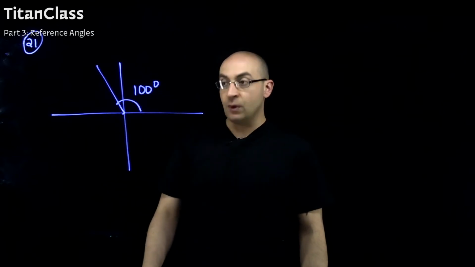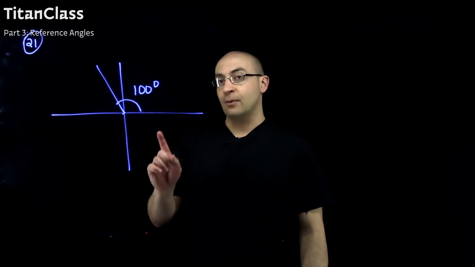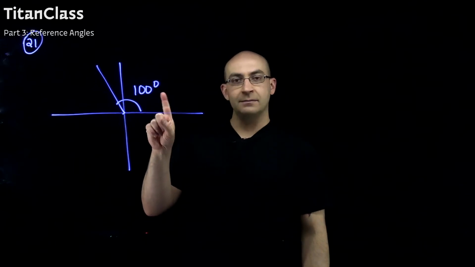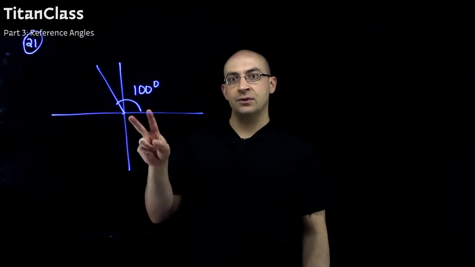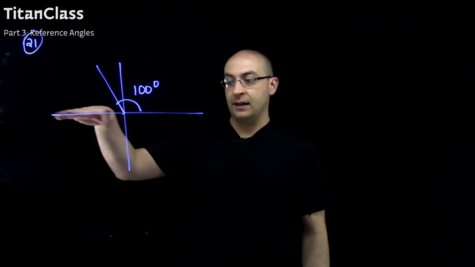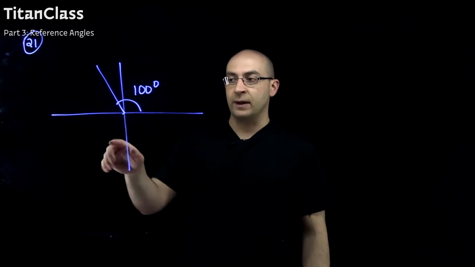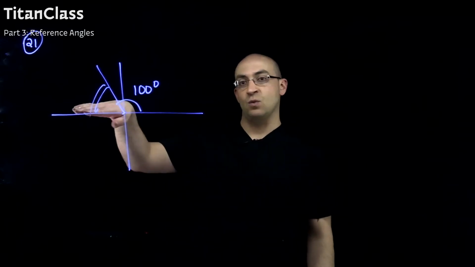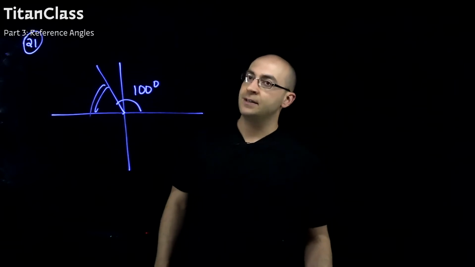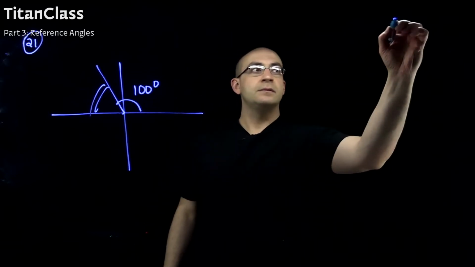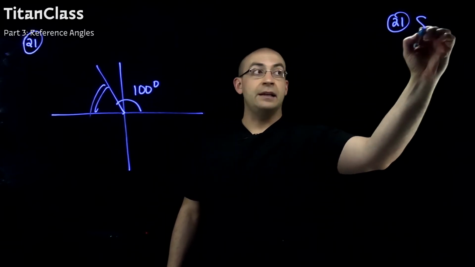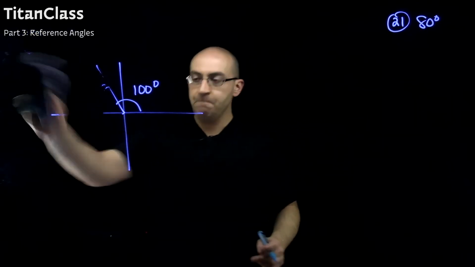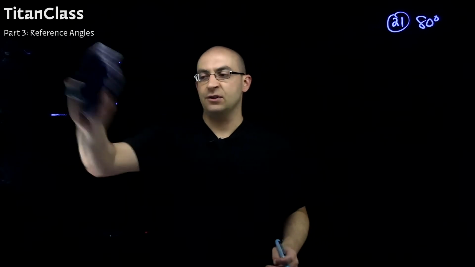Now, we want to know what the reference angle is. Remember what I said, reference angles have to be two things. One, positive, and two, acute. And 180, the x-axis, is the reference point. So I'm looking for this angle. I want to know what that is. Well, if I know the straight line is 180, 180 minus 100 is 80. So number 21 is 80 degrees. Certainly positive, certainly acute.